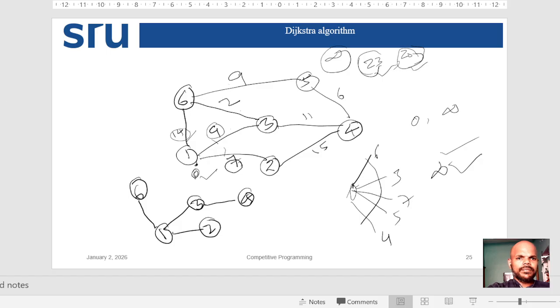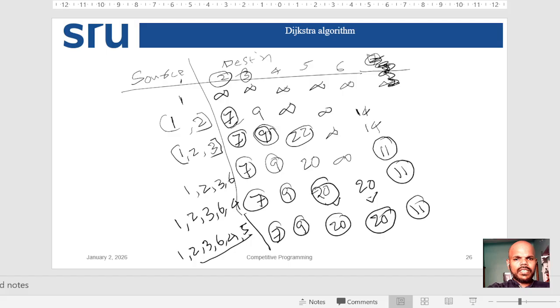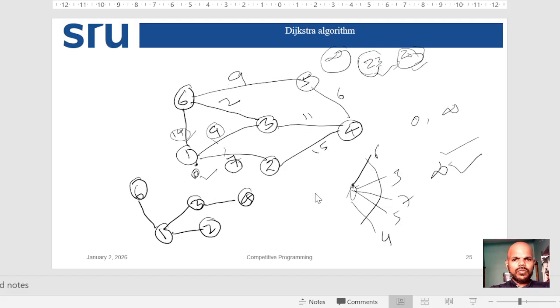Don't add this one. Next. 1 2 3 4 5. 5 is there, but 4 to 5, right? 4 to 5. So you add this 1 to 5.